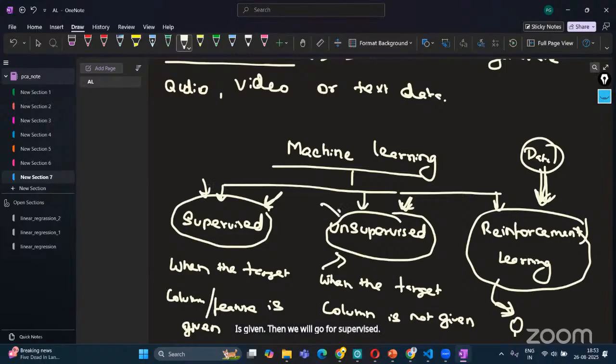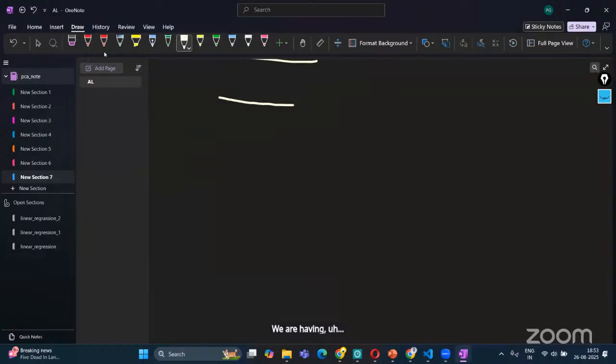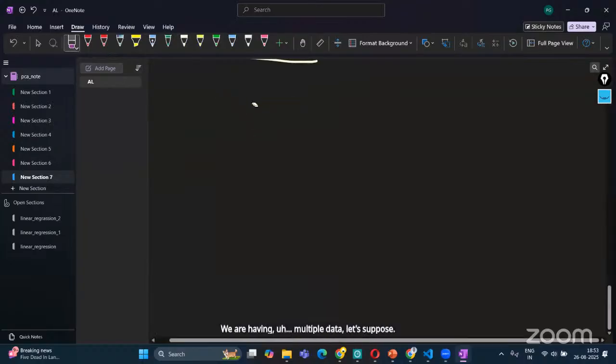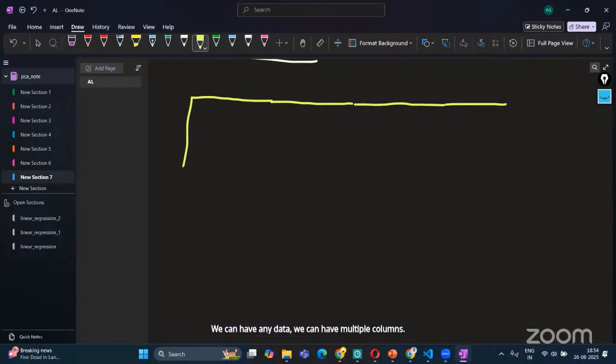Now the question arises, what is this target column we are talking about? When it comes to having data, we have multiple data. Let's suppose in a data, we can have multiple columns. There are multiple columns.